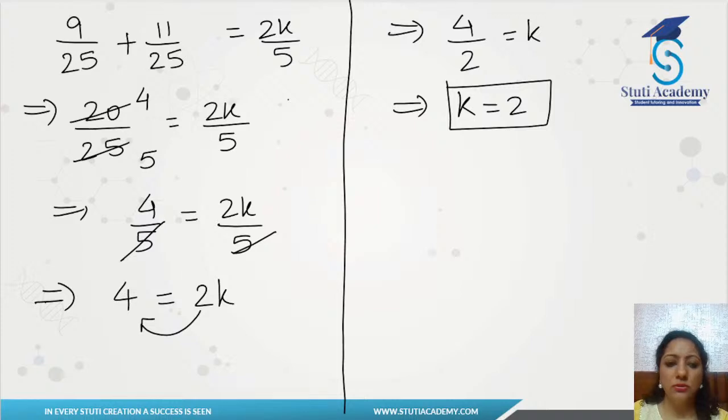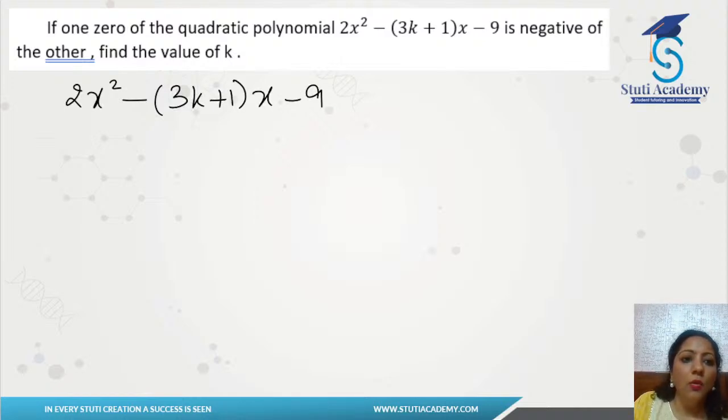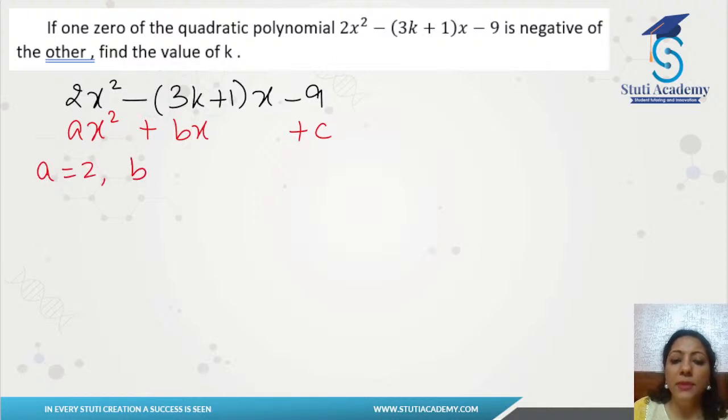I hope children you've all understood this. Let's discuss one more question. If one zero of the quadratic polynomial 2x square minus (3k plus 1)x minus 9 is negative of the other, find the value of k. So we have this polynomial 2x square minus (3k plus 1) into x minus 9. We are going to compare this with ax square plus bx plus c. So a is 2, b is minus (3k plus 1) and c is minus 9.